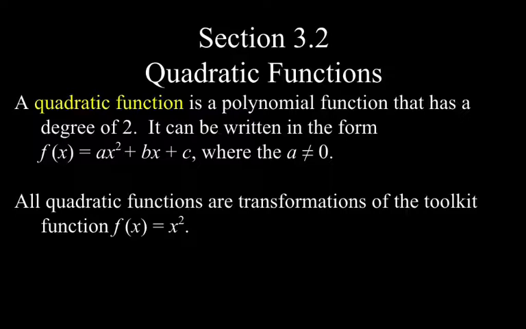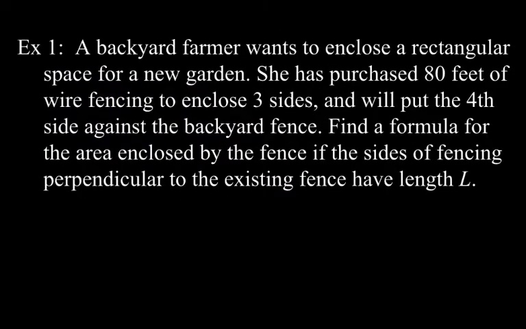Because if the a value is a 0, that first term disappears, and it's no longer a quadratic function. So quadratic functions are all transformations of our toolkit function, f of x equals x squared. So let's do an example.